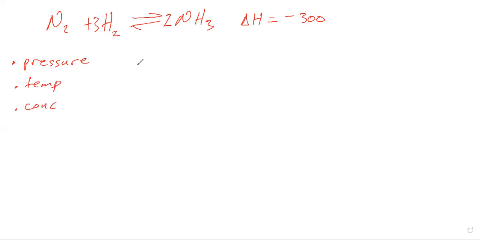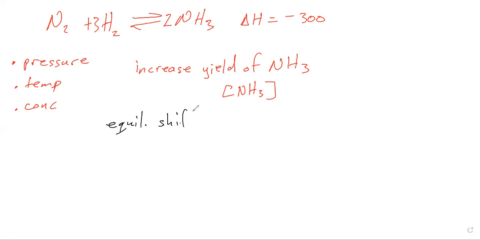Your objective is to increase the yield of ammonia, which is saying you want to increase the concentration of ammonia. So using pressure, temperature, and concentration, what will you do to each of them to increase the yield of ammonia? The only assistance I will give you is that for each of these, whatever adjustment you make, you must ensure that the equilibrium shifts to the right.